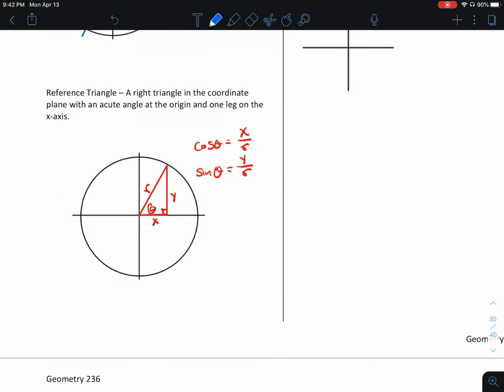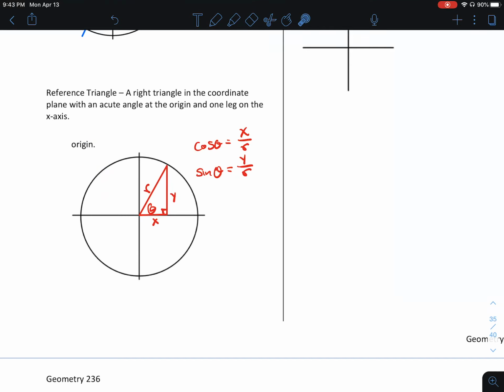Let's look at some other possibilities. Let's say that the reference angle ends up being in quadrant 3. If you make your reference triangle in quadrant 3, and you have theta here, x is the adjacent leg and y is the opposite leg. It doesn't matter where you draw it. If we were to draw this in quadrant 3, x is the adjacent leg, y is the opposite leg. It happens in quadrant 4 as well.